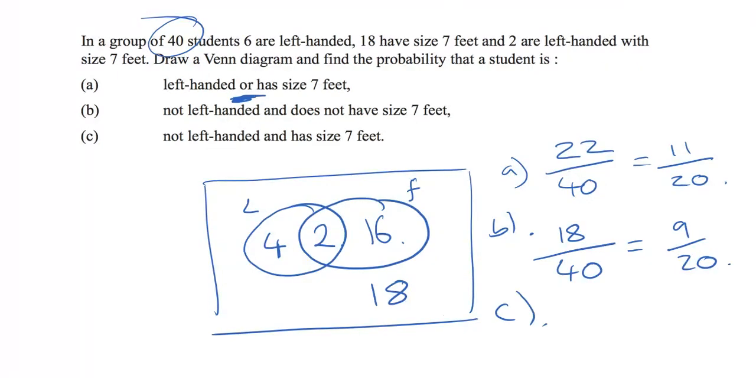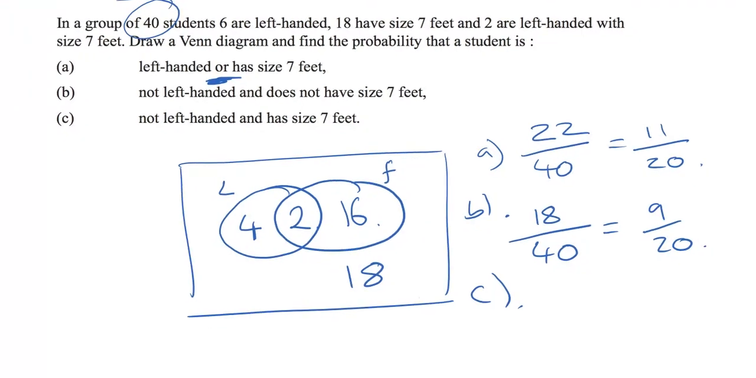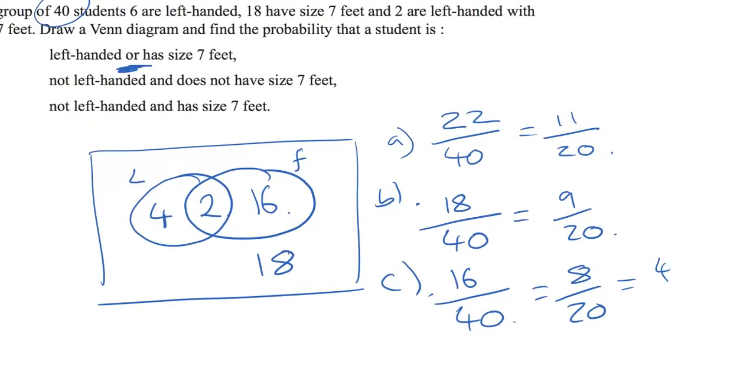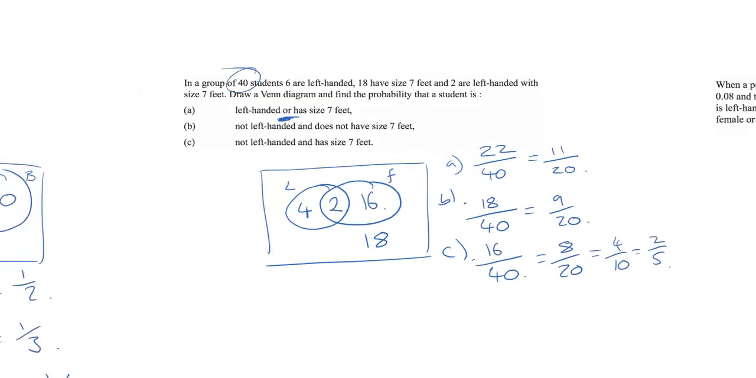C, not left-handed and does have size 7 feet. Well, this I can see from my diagram. There are 16 people in that situation. So it's going to be 16 out of 40, which is 8 over 20. We can go again. It's going to be 4 over 10, or in other words, 2/5.